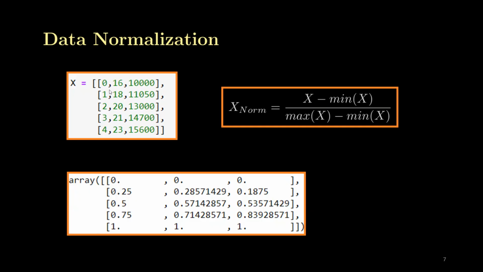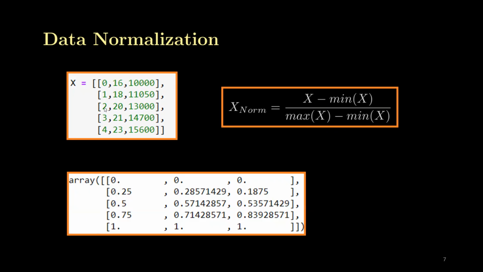Now let's transform this 1 into the normalized form. This 1 is my value of x. So x is equal to 1, and the minimum value is 0. When I subtract 0 from 1, I get 1 in the numerator. Then in the denominator, I subtract the minimum value of this column from the maximum value. So 4 minus 0 is 4. My final result will be 1 by 4, which is equal to 0.25.